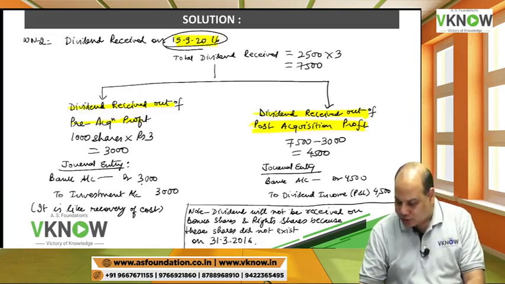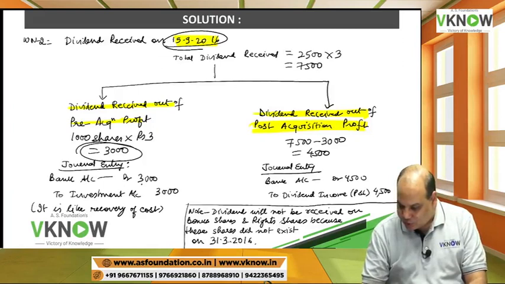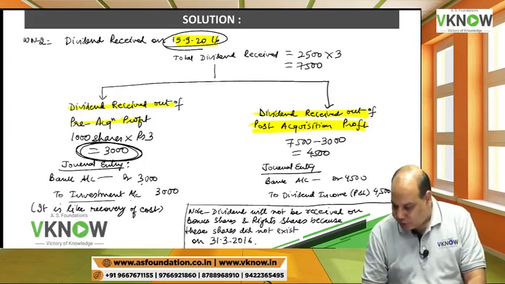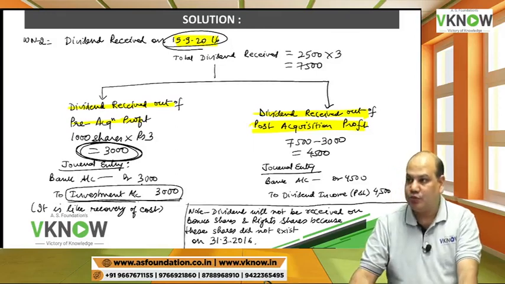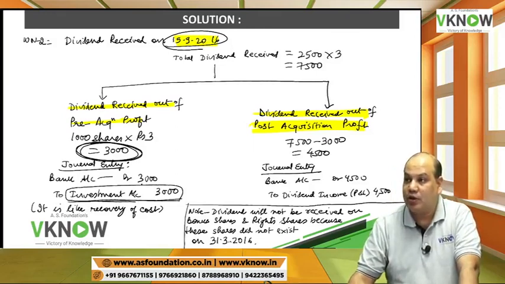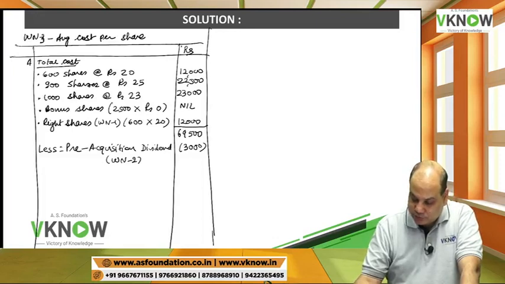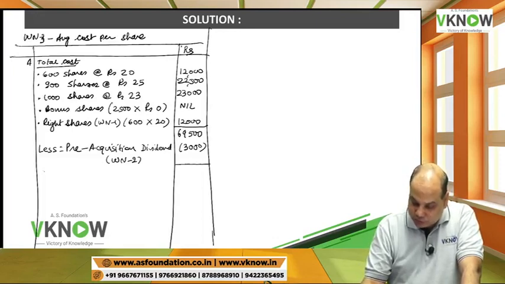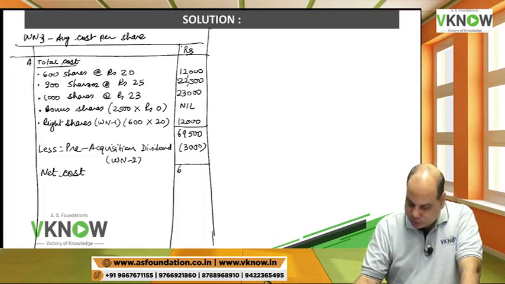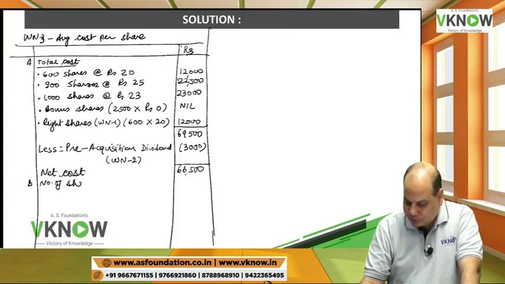On the screen, just check it. This is the 3000 we are talking about. You have credited the investment, so cost of investment will reduce. When you credit the investment, cost will go down. So 3000. So this is my net cost. Net cost is 66,500. Very good.